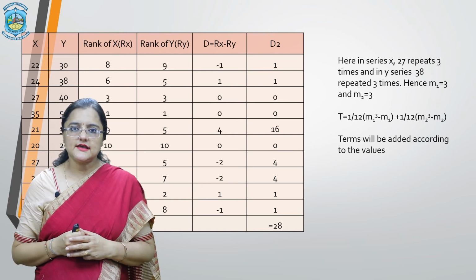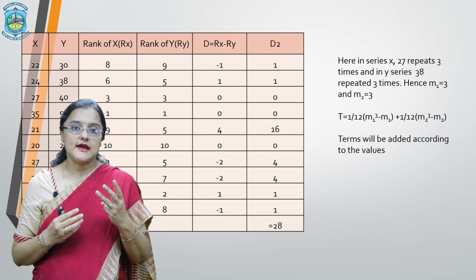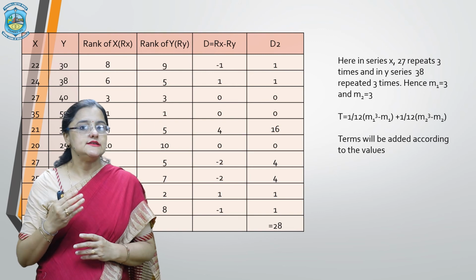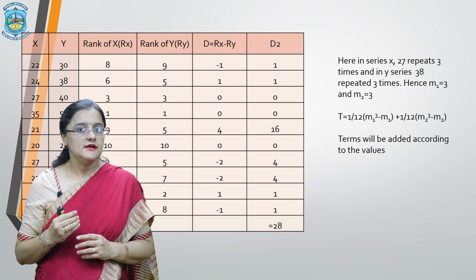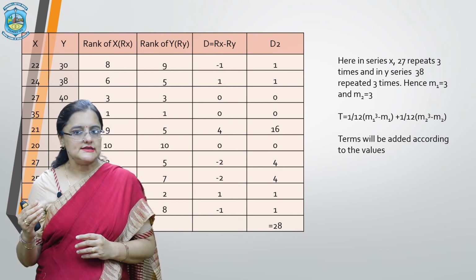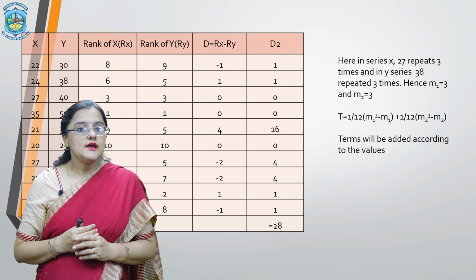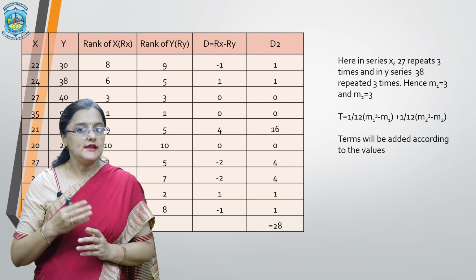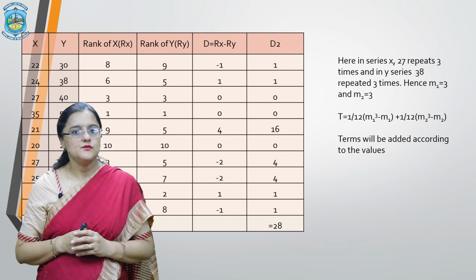How many times is it repeating? 3 times. So the value of m is again 3. So what will be the repetition factor for series y? It will be 1 by 12 bracket 3 cube minus 3, same as that of x. We are going to add these factors to the formula like this. Just see the change in the formula which is there on the screen.